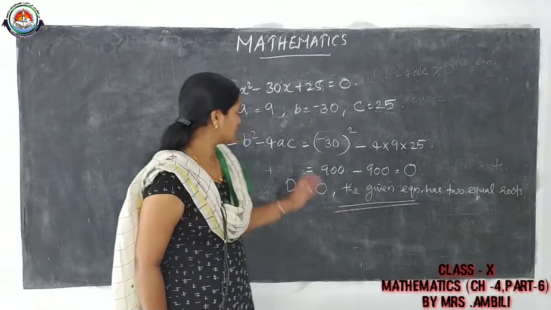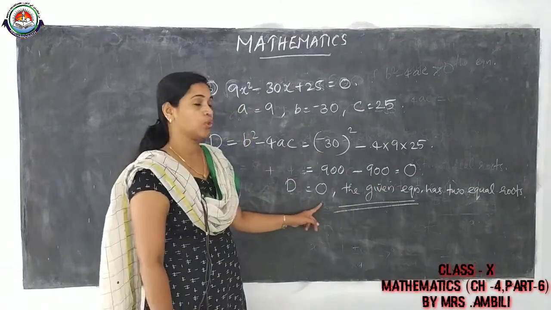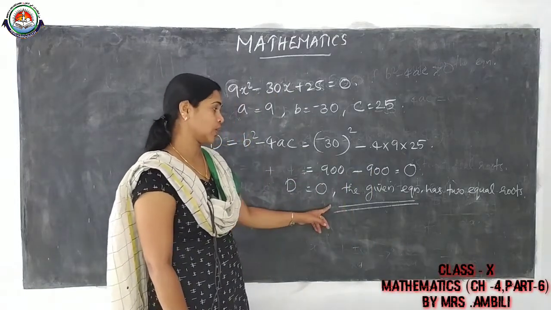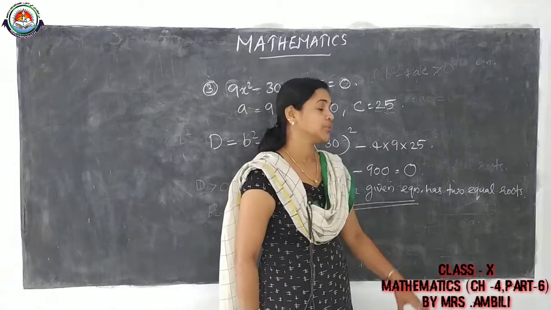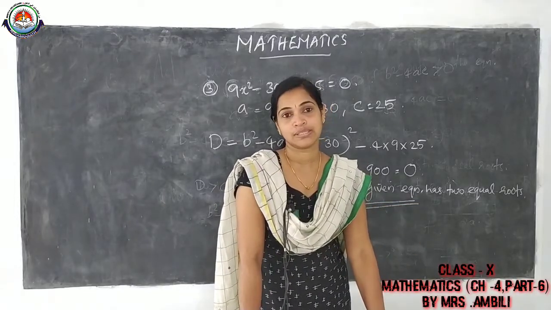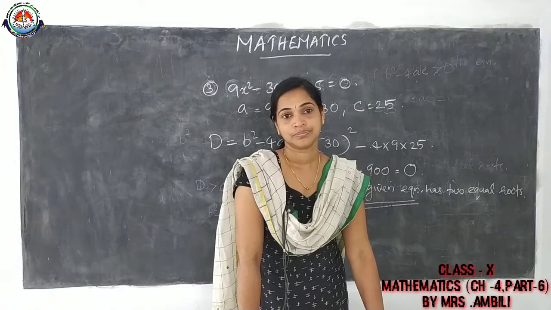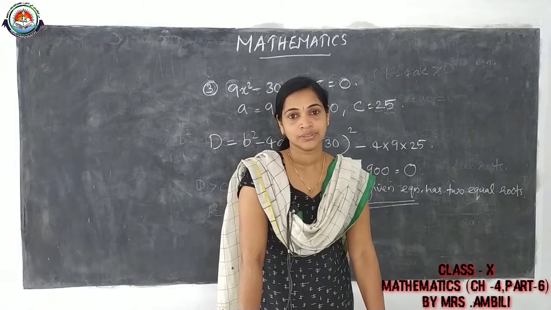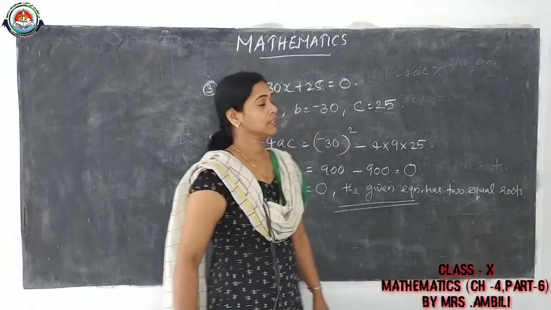Okay. So in the last question, the third question, what did we get? D equal to 0. So D equal to 0 means the given equation has two equal roots. Okay. Understood? So, one more question I will give you.